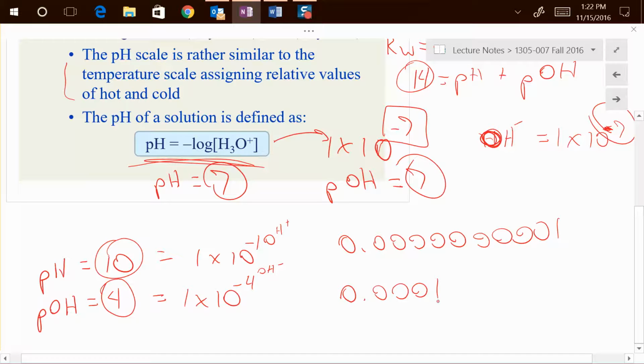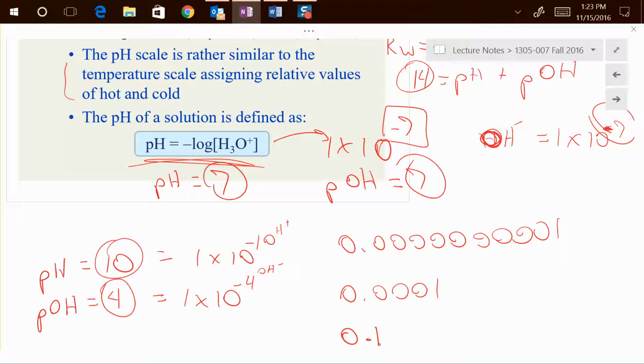So if my pH is 10, that means I have a very small concentration of H plus ion. If my pH is 14, I hardly have any. That's 1 times 10 to the negative 14, H plus. If my pH is 1, that means I have a lot more H plus ion concentration than these other pHs. Okay?